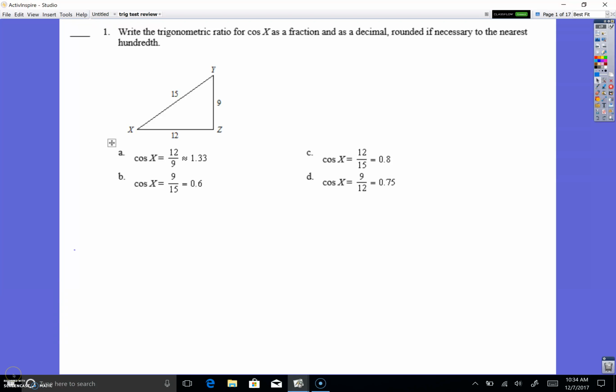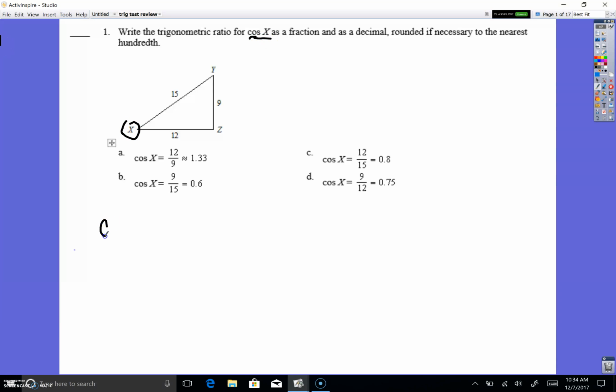Okay, the first problem of the review, all you have to do is identify which trig ratio you're going to use, okay? So, first question asks, write the trig ratio for cosine x. So, cosine x, right? So, x is right here.